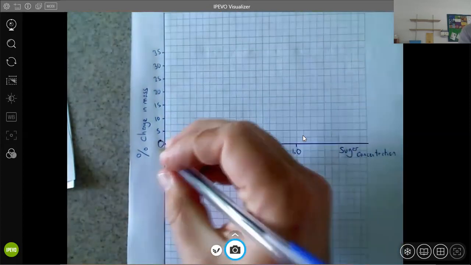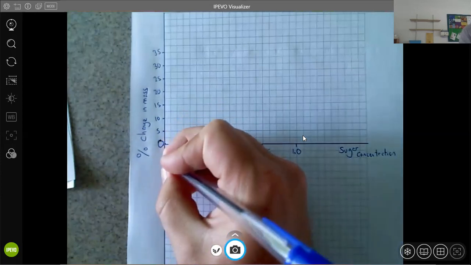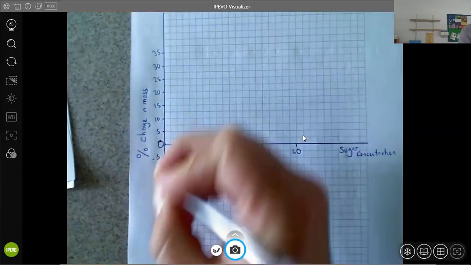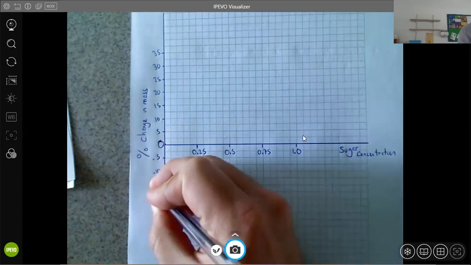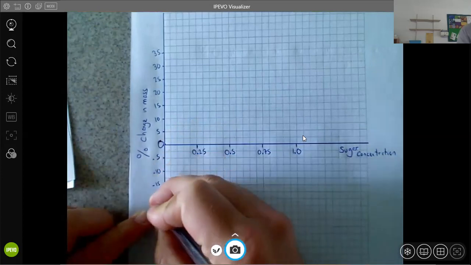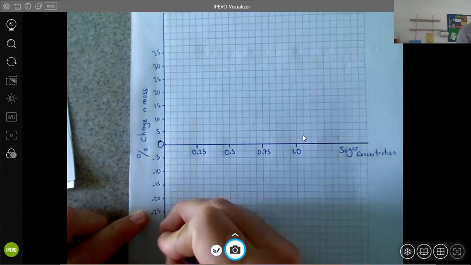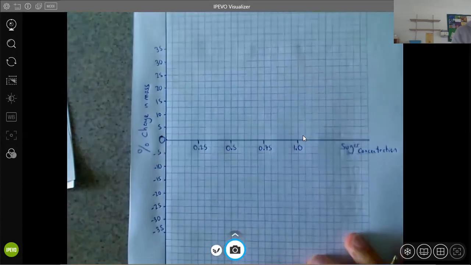But also, we can go down below 0. So again, we're going to keep the same scale. Every 2 boxes is worth 5. So this time it's minus 5, minus 10, minus 15, minus 20, minus 25, minus 30, minus 35, and that will do us as well because that's all we need.